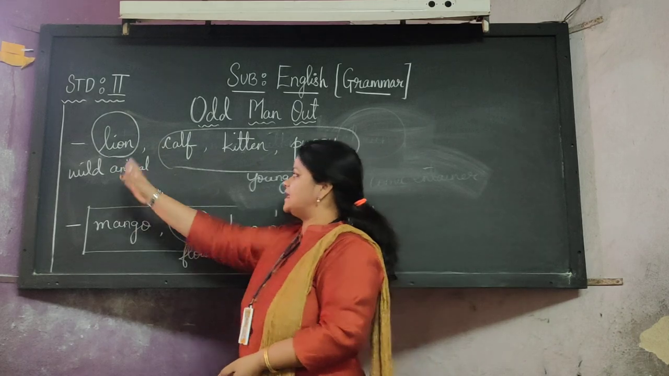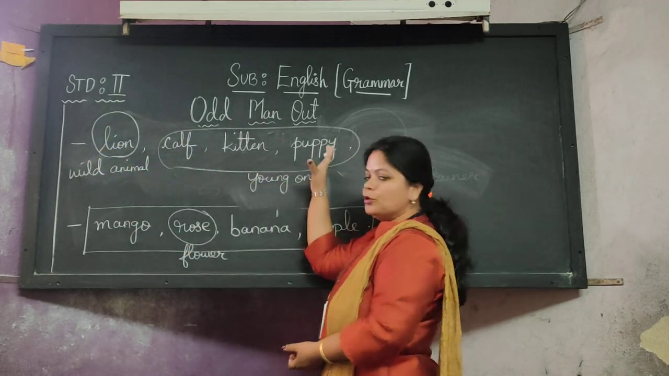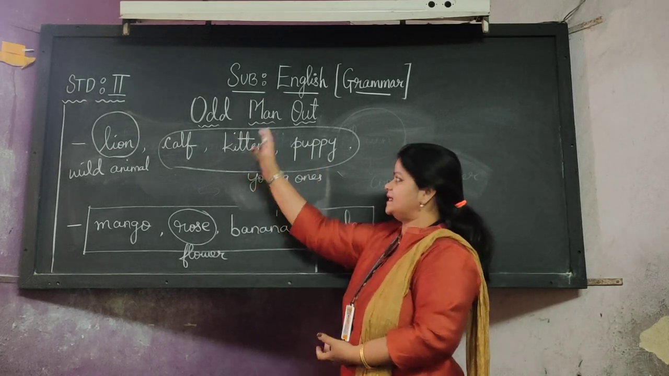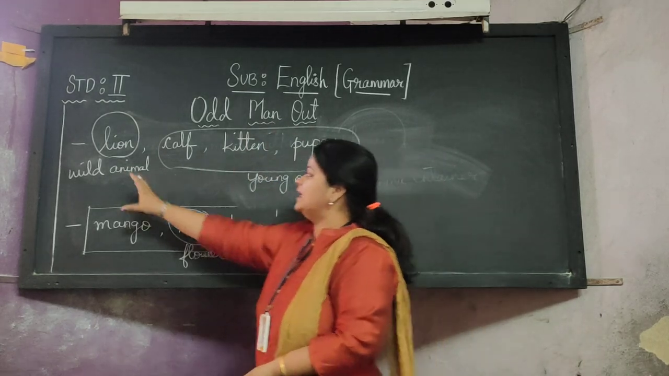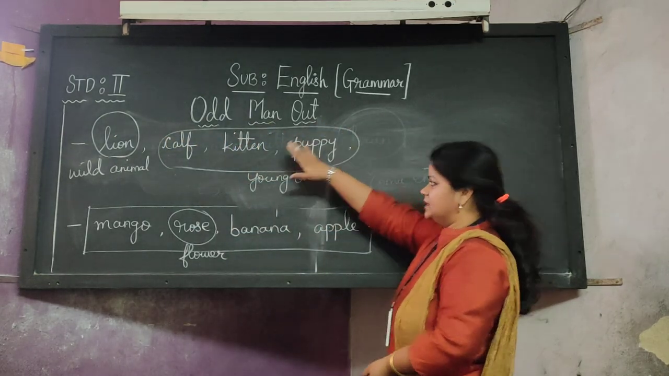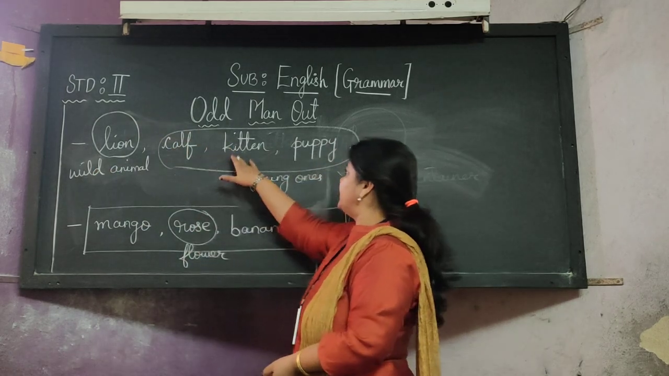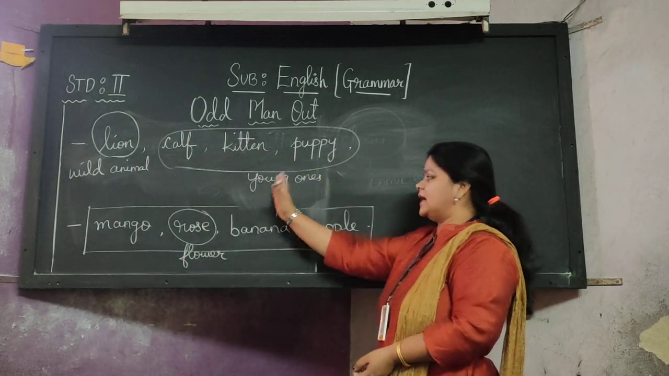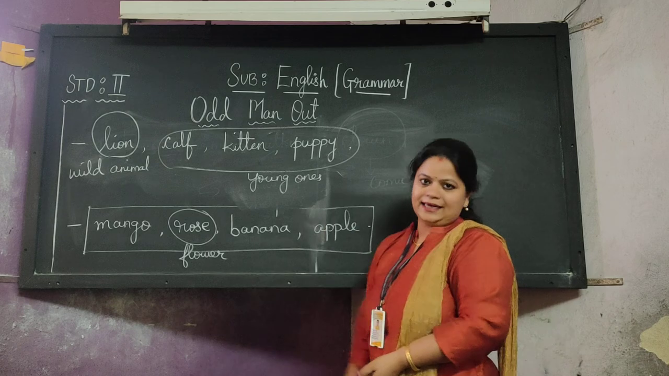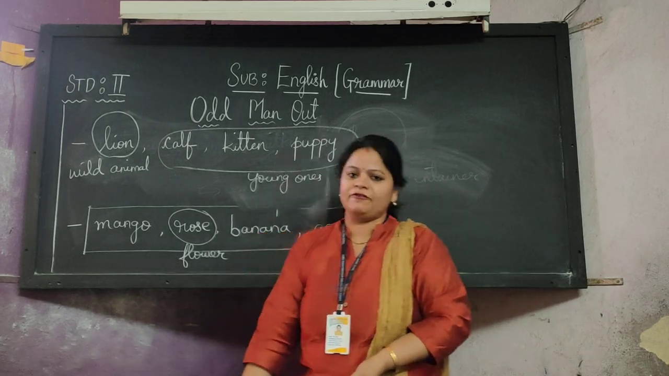So lion is an odd man out because lion is different from the rest group of words. Totally, the lion is different from the rest of the given words. Lion is a wild animal, whereas calf, kitten and puppy are the young ones of the animals. Hope all of you understood this topic very well.